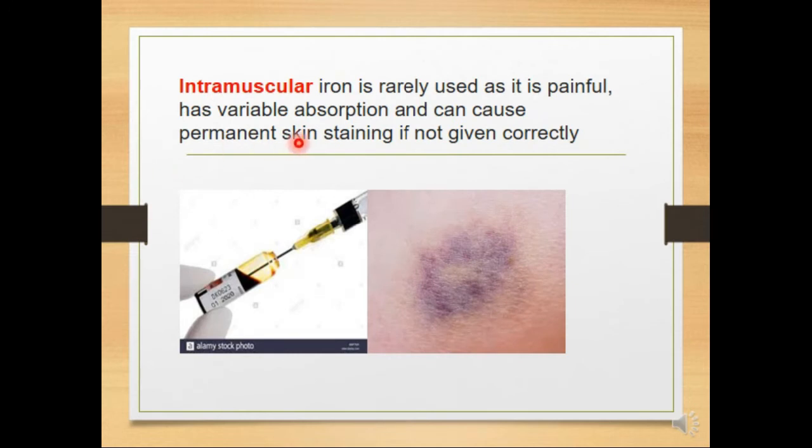Regarding intramuscular iron replacement, today it is rarely used because it's painful, has variable absorption, and can cause permanent skin staining if not given correctly. We see skin staining when intramuscular iron supplements are given.